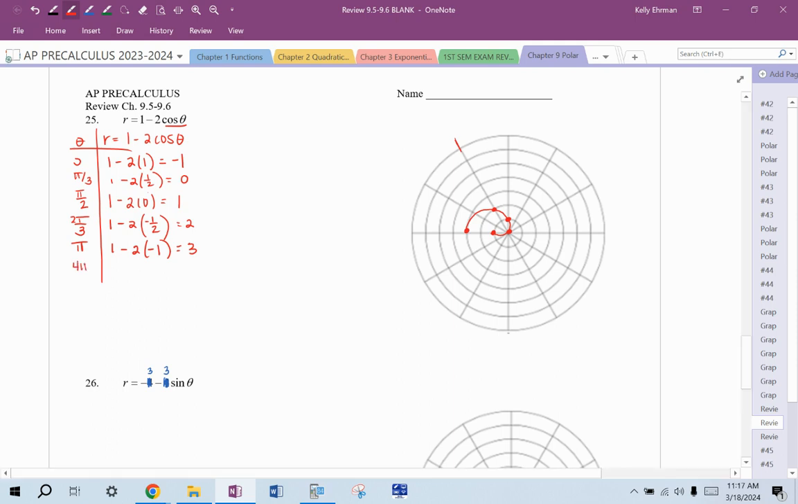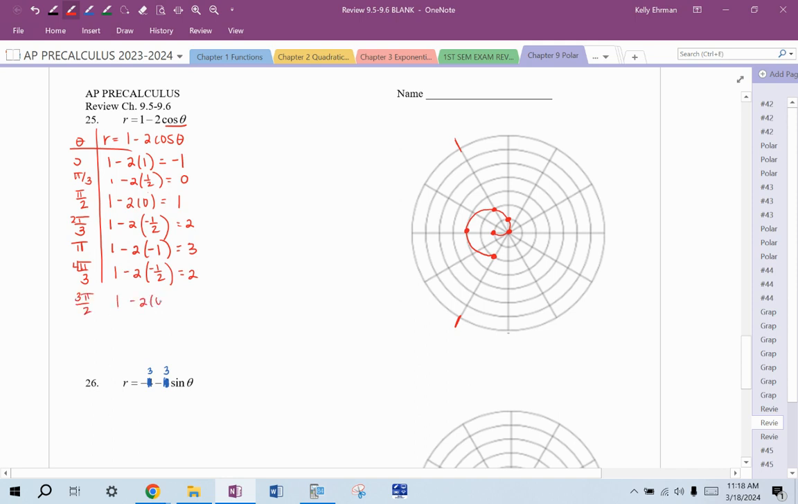So plug in 4 pi over 3. 1 minus 2 times cosine of 4 pi over 3 is negative 1/2. 1 plus 1 is 2. Face 4 pi over 3, go out 1, 2. See how that's symmetric with the point up here. Okay, so now we're doing this. And then maybe this is enough for you to see where it's going to go, but we need to get back to this point. So if not, plug in 3 pi over 2.